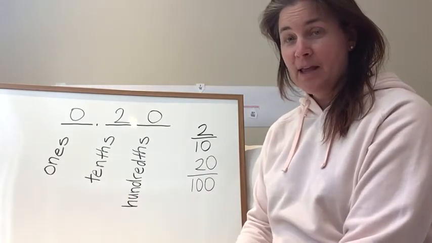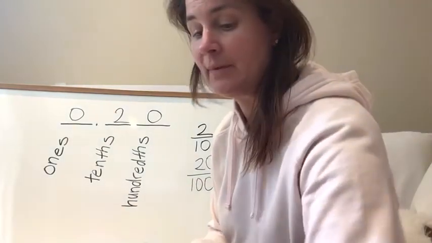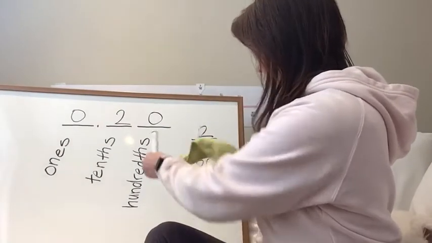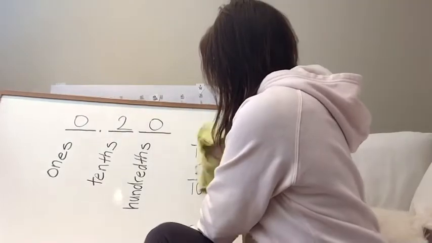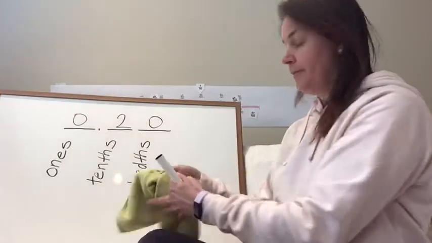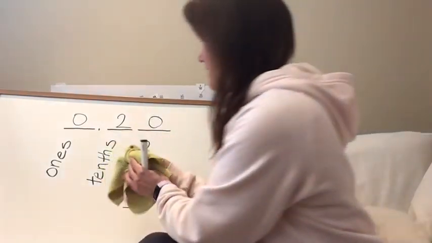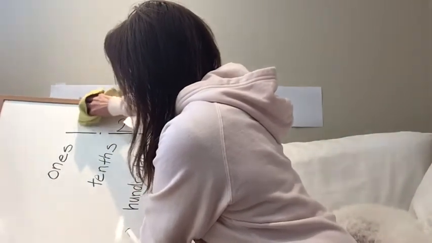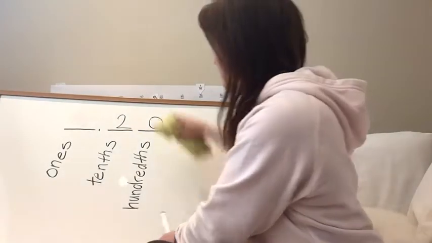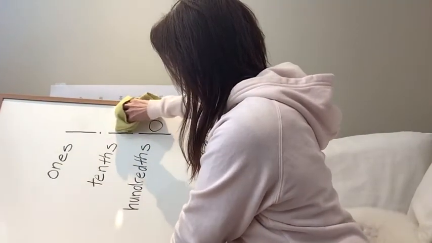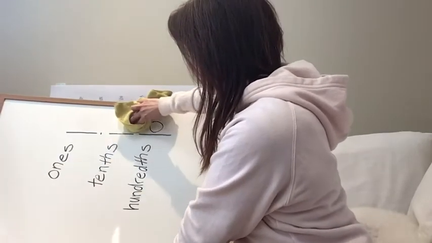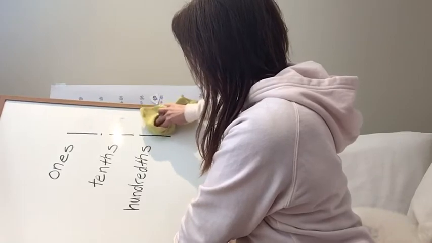Okay, now I'm going to switch it up, and I'm going to erase this. Oh, this is not very wet. There we go. And I'm going to erase this. And you could go ahead and draw another 3 lines with ones, tenths, and hundredths. Or you could just draw 3 lines underneath here, which is what I should have done. But I'm this far in. I can't stop now.